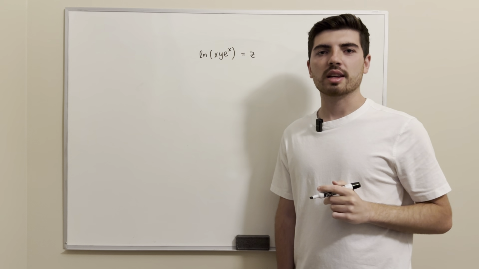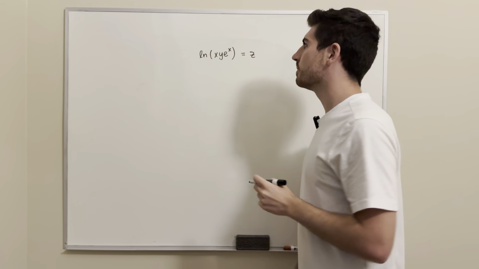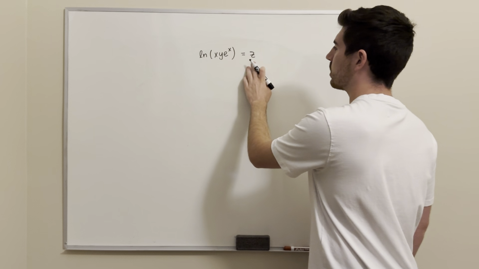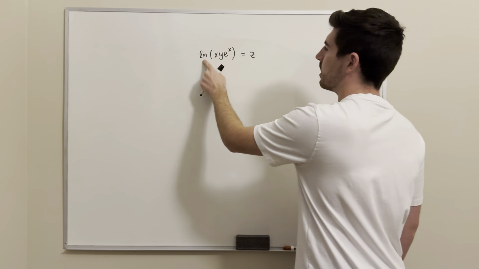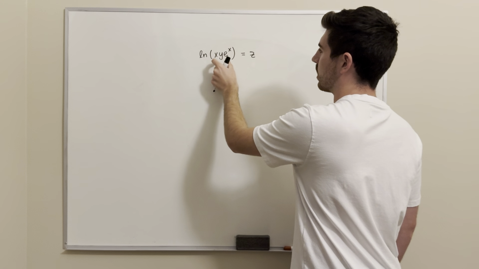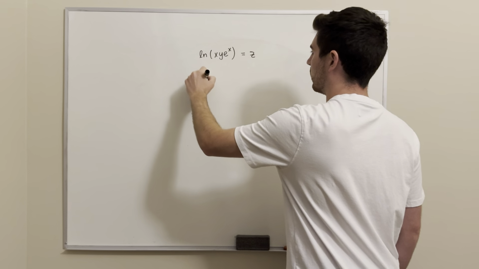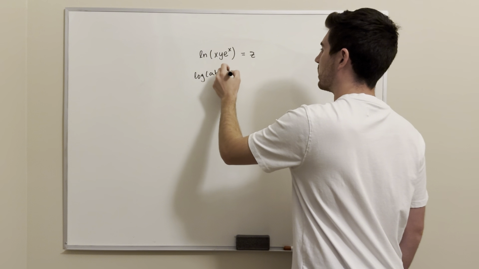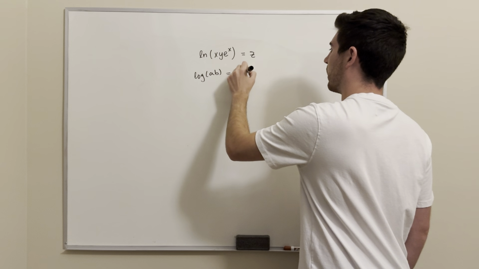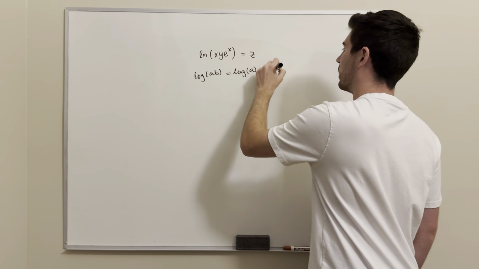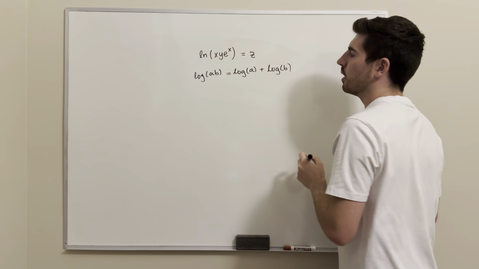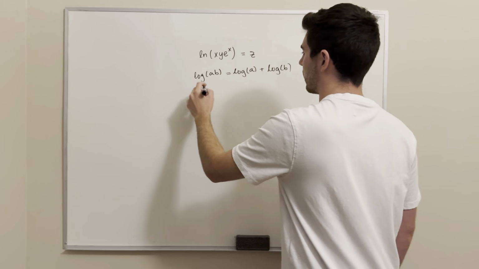Let's try one more example using log rules. In this equation, we want to solve for the variable z. We have the natural log of some argument, which is other variables being multiplied together, so we're going to have to use the multiplication rule, which is log of a times b is the log of a plus the log of b. Well, let's break this down step by step.